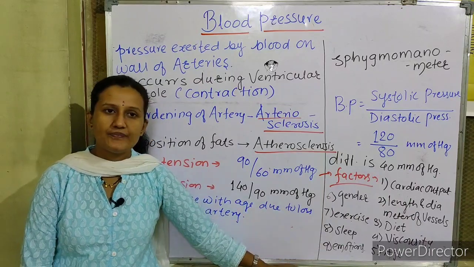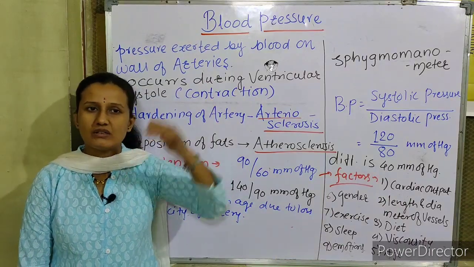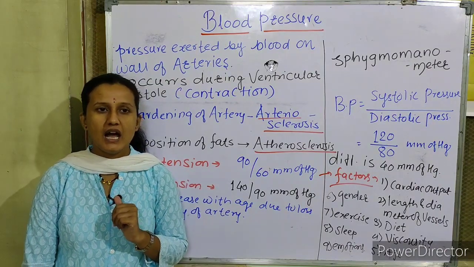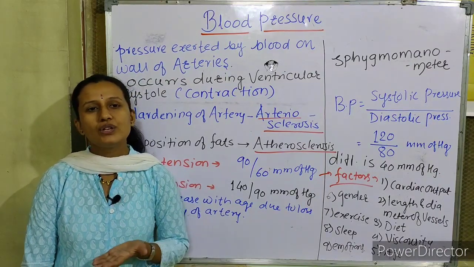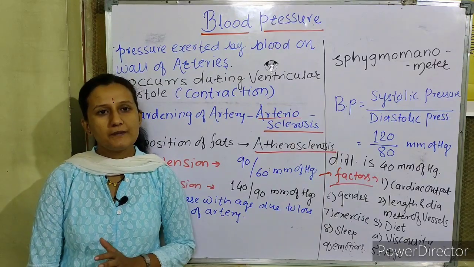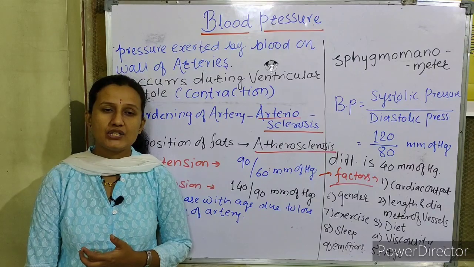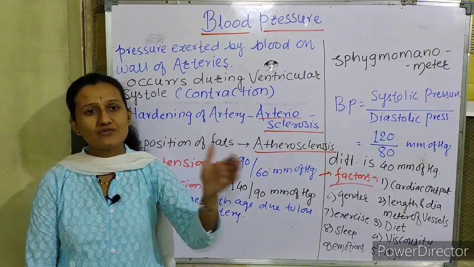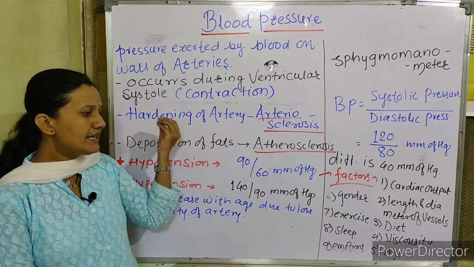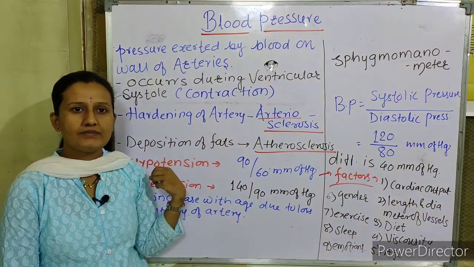Next, that is age. With the increase in age, blood pressure increases, and above 45, above 50, many people face the problem of high blood pressure, that is called hypertension, and people regularly take pills for that blood pressure. And it is due to many factors.